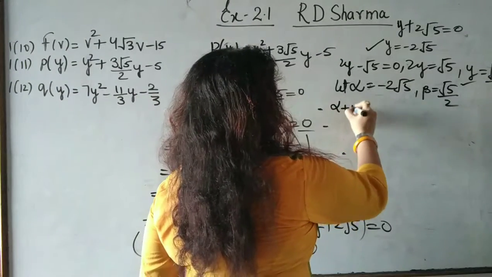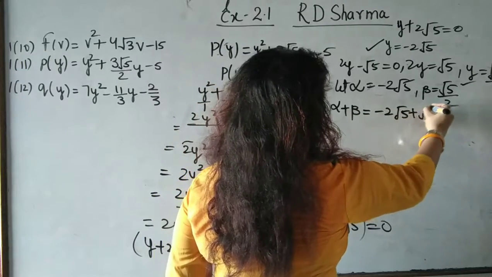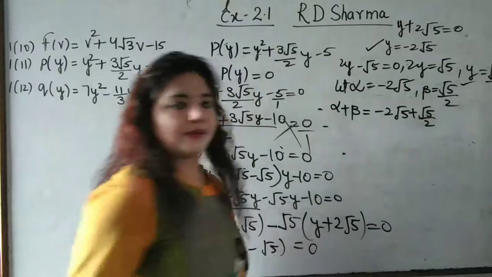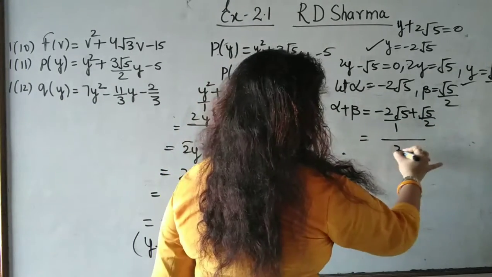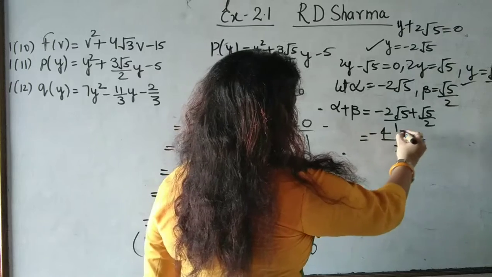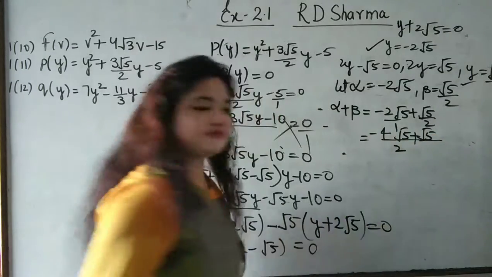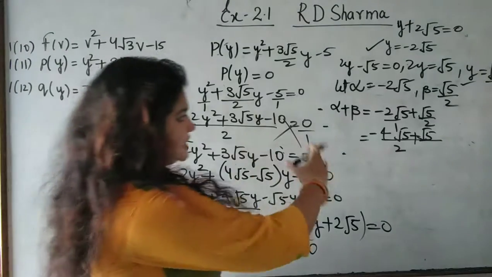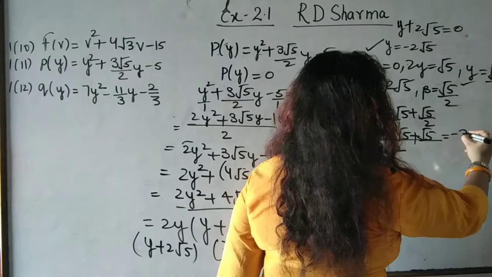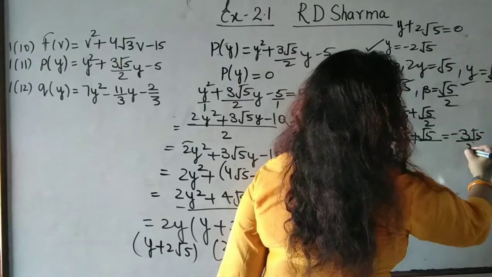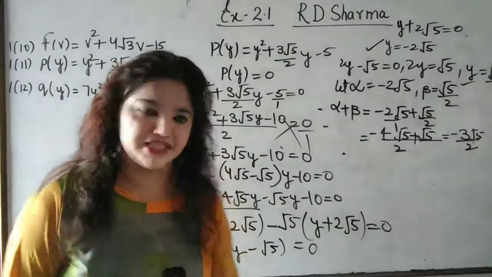So alpha plus beta is equal to minus 2 root 5 plus root 5 upon 2. Am I right? Now take the LCM, 2. This will be minus 4 root 5 plus root 5. Is that okay? Minus 4 root 5 plus root 5 will be minus 3 root 5 upon 2. So this is the value of alpha plus beta.